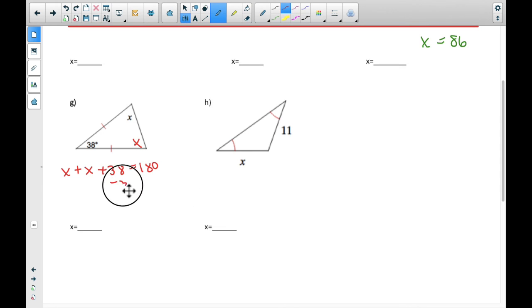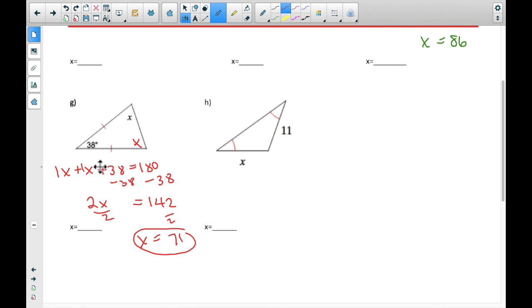And so now I'm going to subtract that 38, and when I add X plus X, do you remember X plus X is 2X? Because it's like a 1X plus a 1X is 2X. Now I'm subtracting my 38, so over here that's going to give me 142. I need to divide by 2, and I get X equals 71. So in this case, X is 71 degrees.